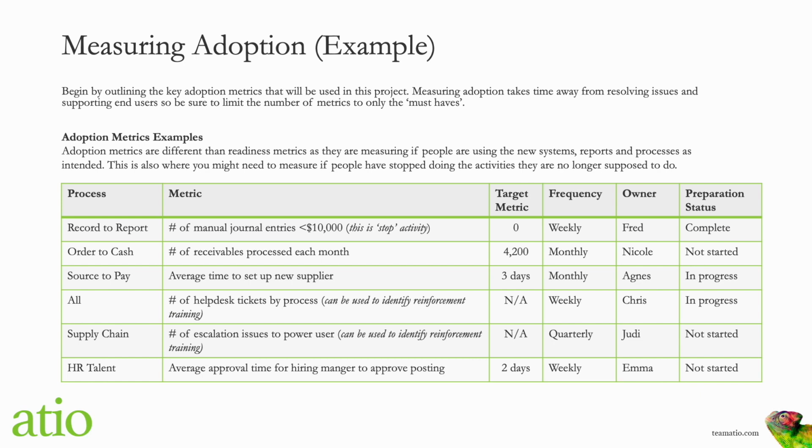The preparation status column is identifying whether Fred is ready to pull the manual journal entries less than $10,000 on a weekly basis and do the analysis, and that readiness is prior to go-live. Some of these other ones haven't been started or are just in progress.